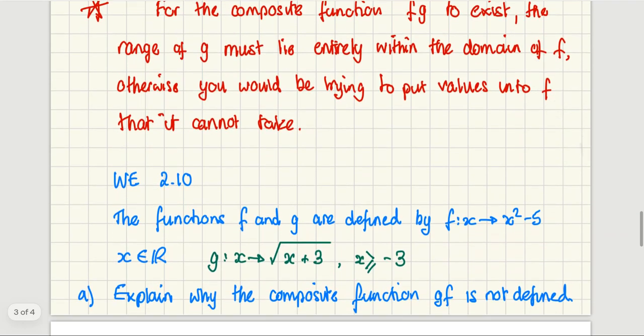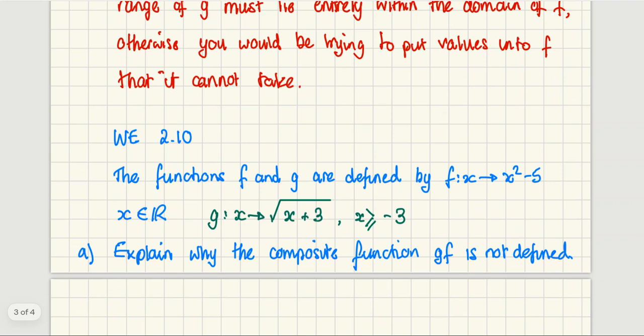All right. So, having a look then at worked example 2.10, the functions f and g are defined by f of x equals x squared minus 5, where x can be any real number. All of that's one bit. And then in another colour, g of x is the square root of x plus 3, but x has to be greater than or equal to negative 3. Why is that true? If it's negative, it's not a real number. So you've not got any real values.